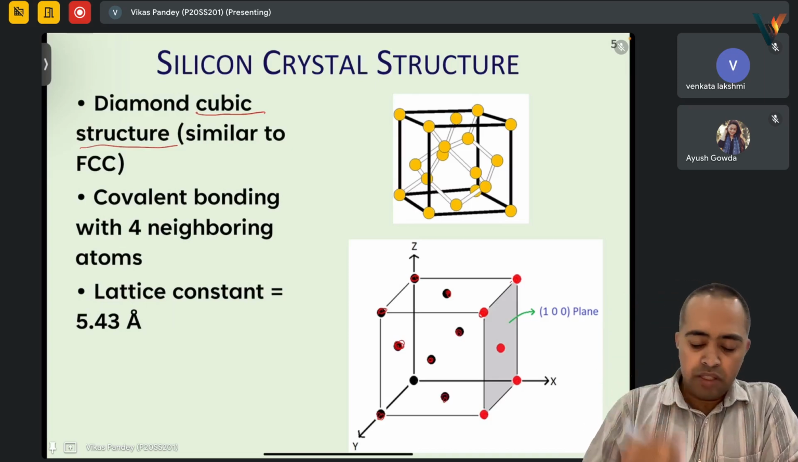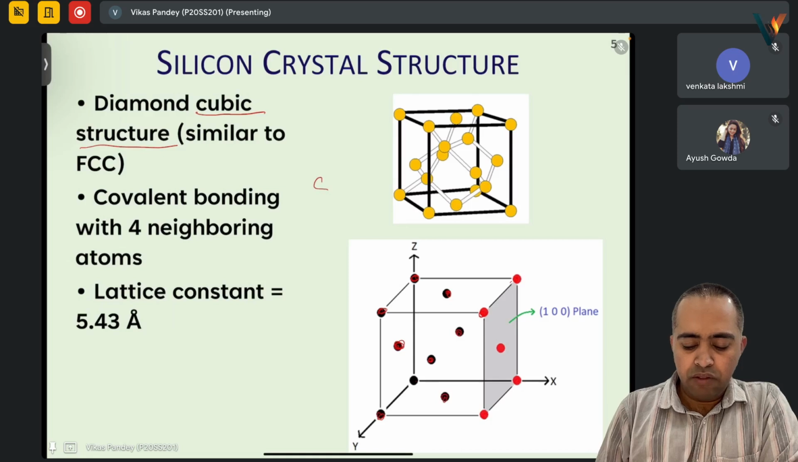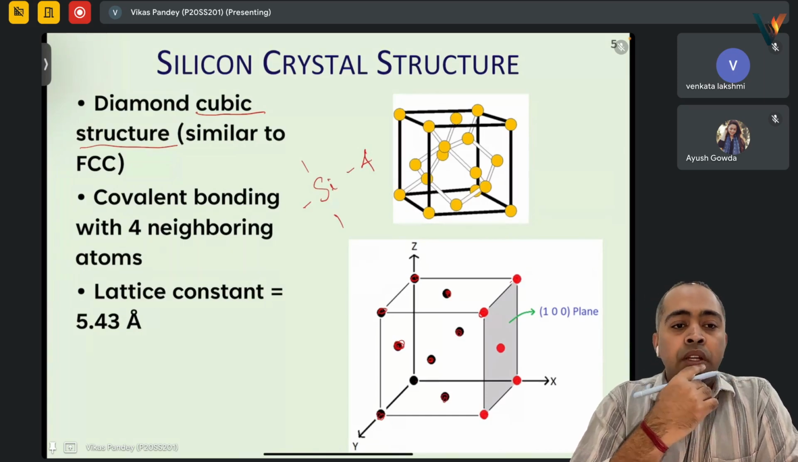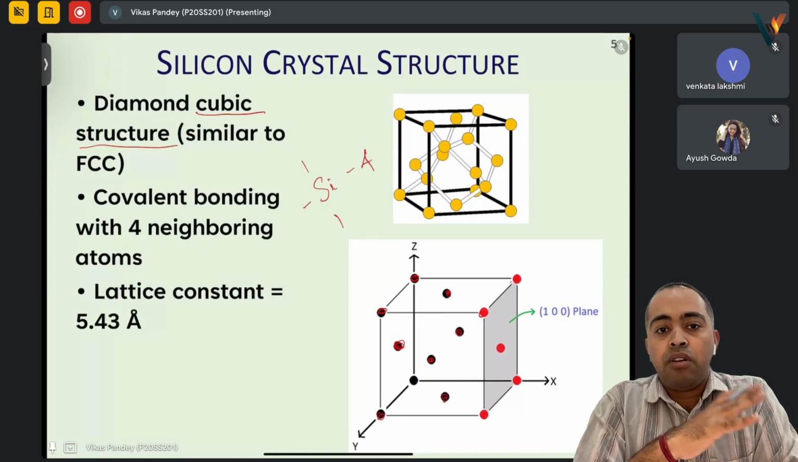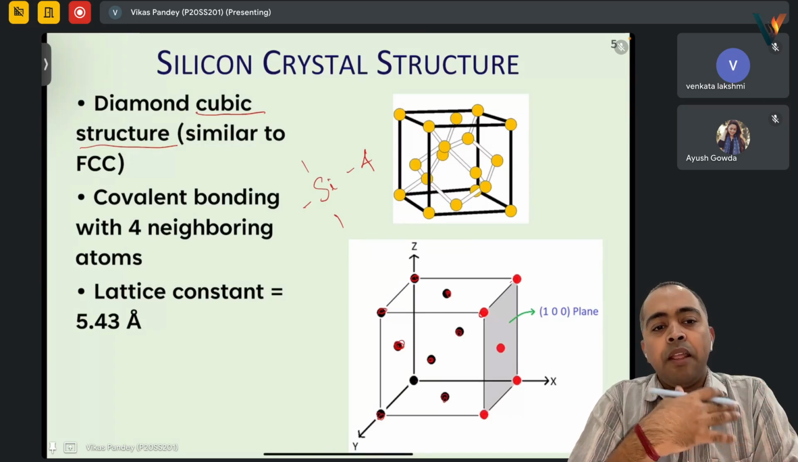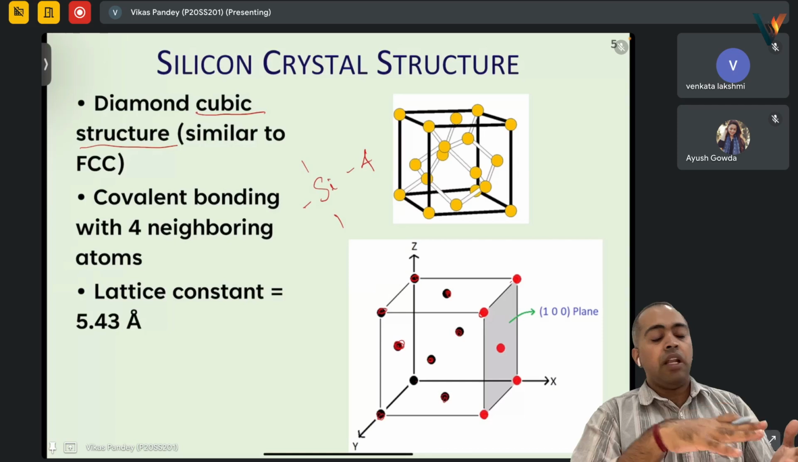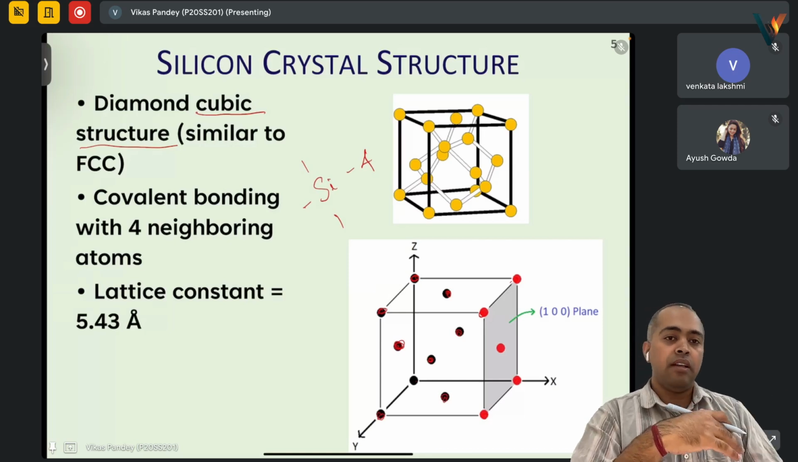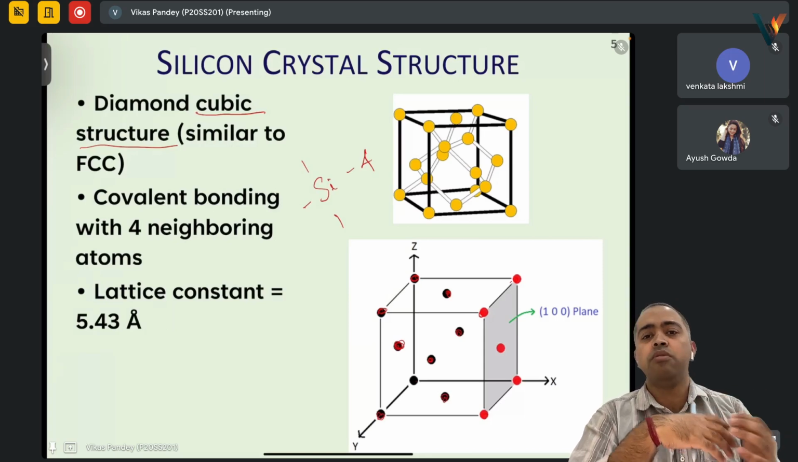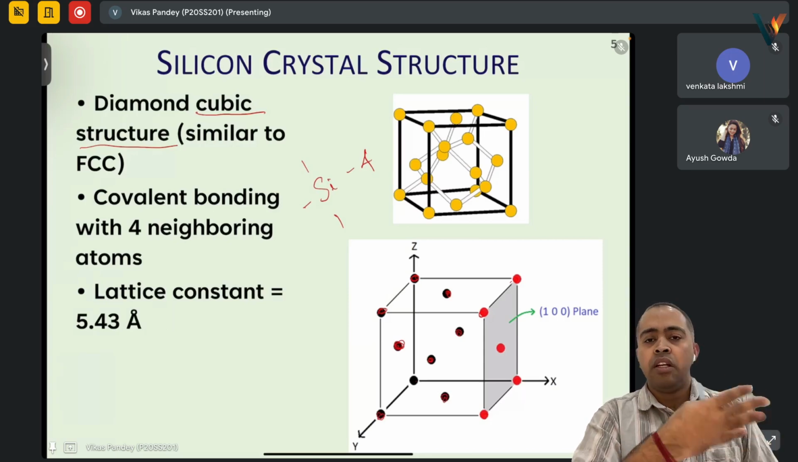Here, since silicon we know has valency 4, it is able to bond to 4 neighboring atoms, and that is a covalent bond. Since silicon has 4, it wants to become 8, and that's why it will have a covalent bond, no ionic bonding, that it will not give electrons or take electrons, but it will share electrons with neighboring atoms.